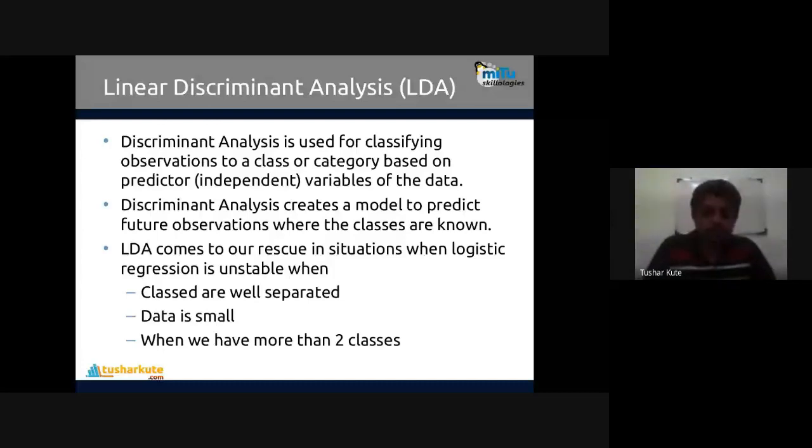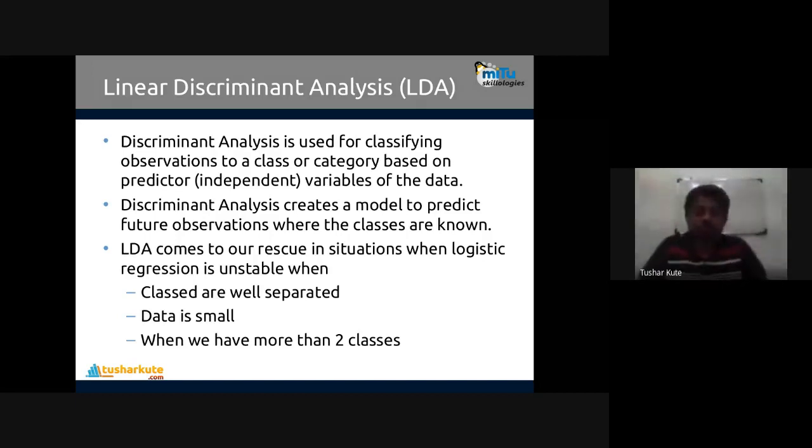There's one more concept called LDA, linear discriminant analysis, which is a type of regression. It is one of the methods used for classification as well as for dimensionality reduction. Discriminant analysis is used for classifying observations to a class or category based on predictor variables of the data. It creates a model to predict future observations where the class is known, and linear discriminants are used to do the predictions or predictive analytics here.